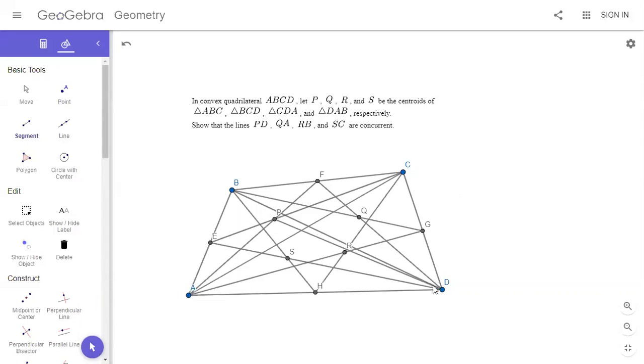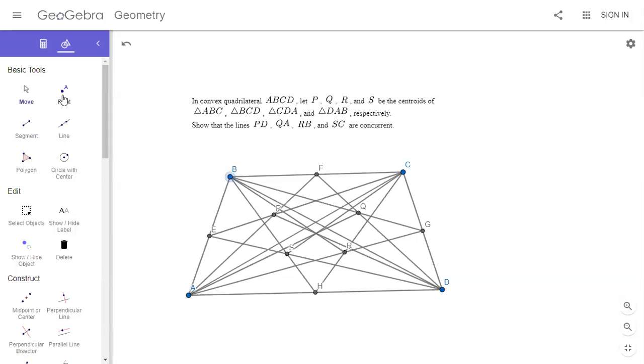This is a messy figure, but let's see. PD, QA, RB, and CS. Messy figure, but basically we want to show that they all concur at this point. I wonder if there's a way I can make the figure a little bit cleaner. I think I might have an idea.